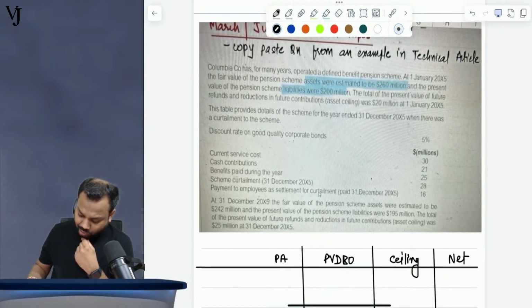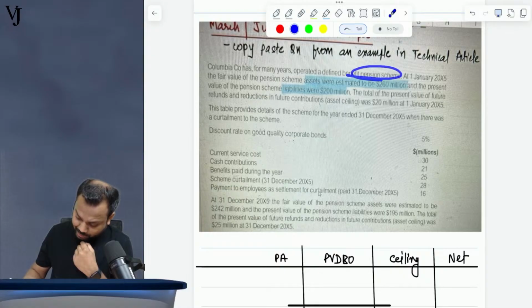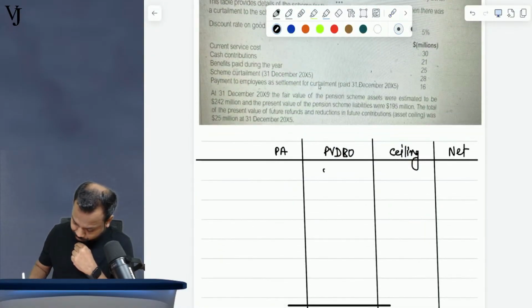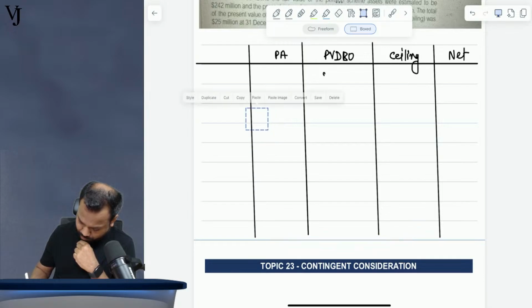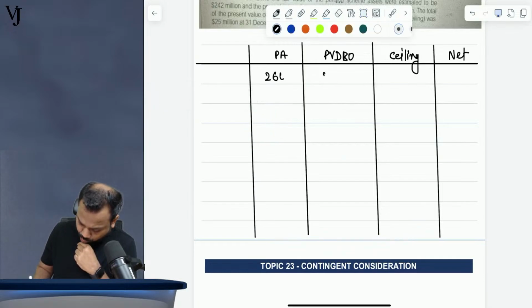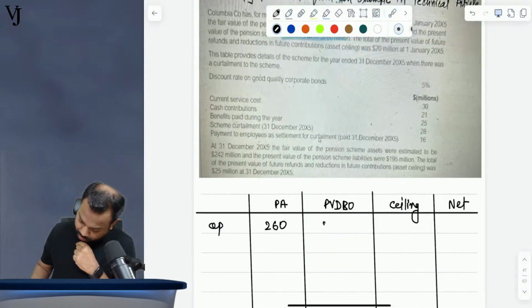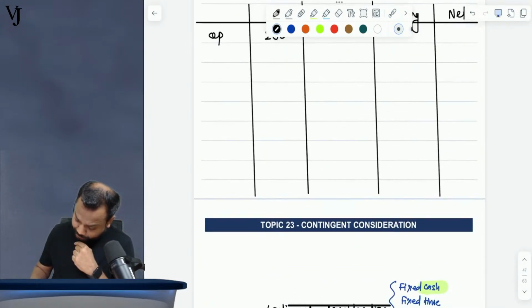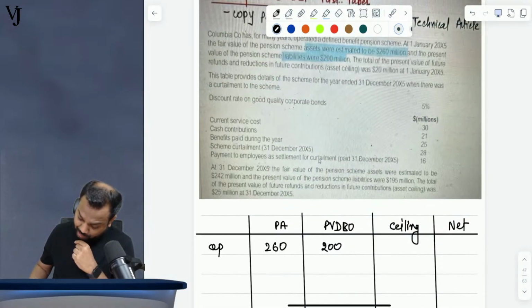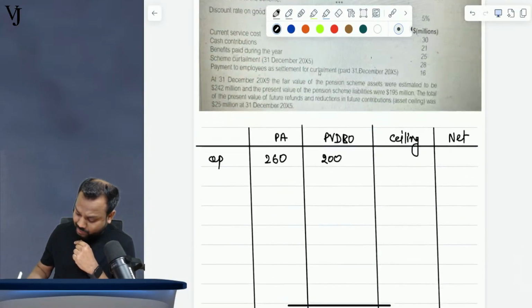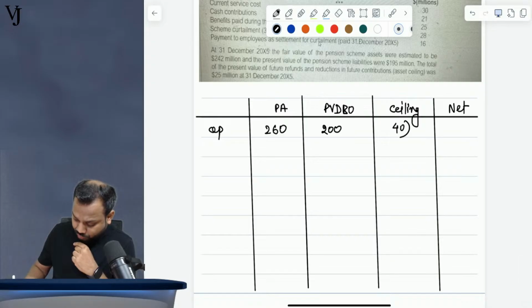Colombia has for many years operated a defined pension scheme. On 1st January, the opening assets were 260. Liability is 200, so it's a net asset position. 60 is a net asset, but the ceiling was 20, which means the ceiling adjustment that we have done is 40 and the net asset comes to be 20.